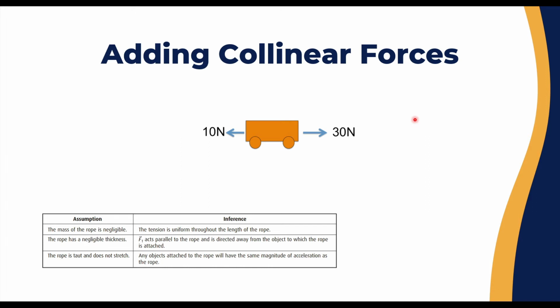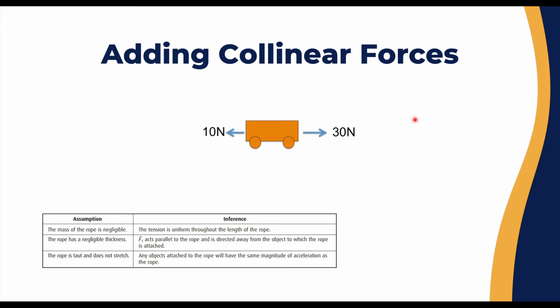Firstly, the mass of the rope is negligible. The rope has a mass, but we neglect it for the ease of solving the problem and not making it very complicated. The tension is uniform throughout the length of the rope. That's the second thing. The rope has negligible thickness. Ft, or F tension, acts parallel to the rope as it is directed away from the object to which the rope is attached.